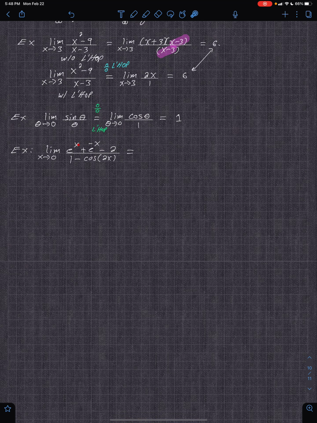All right, put in 0, 0, and 0. So that's 1 plus 1 minus 2, which is 0. So we do get 0 in the numerator. And then cosine 0 is 1, so it's 1 minus 1, which is 0. So it is 0 over 0. And so then we apply L'Hopital's rule.